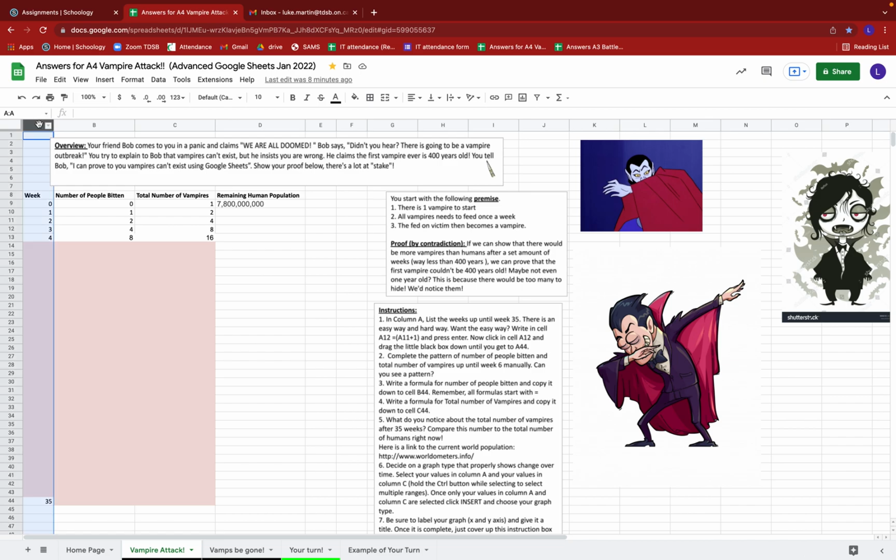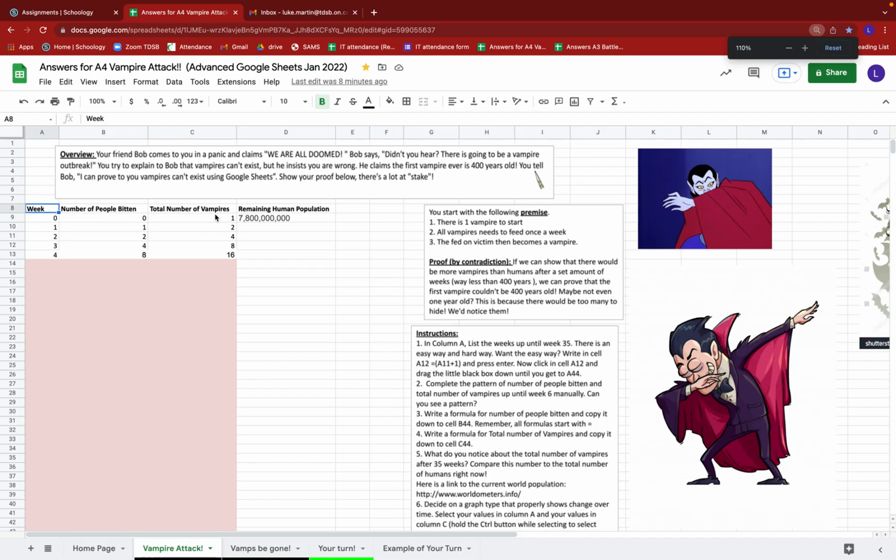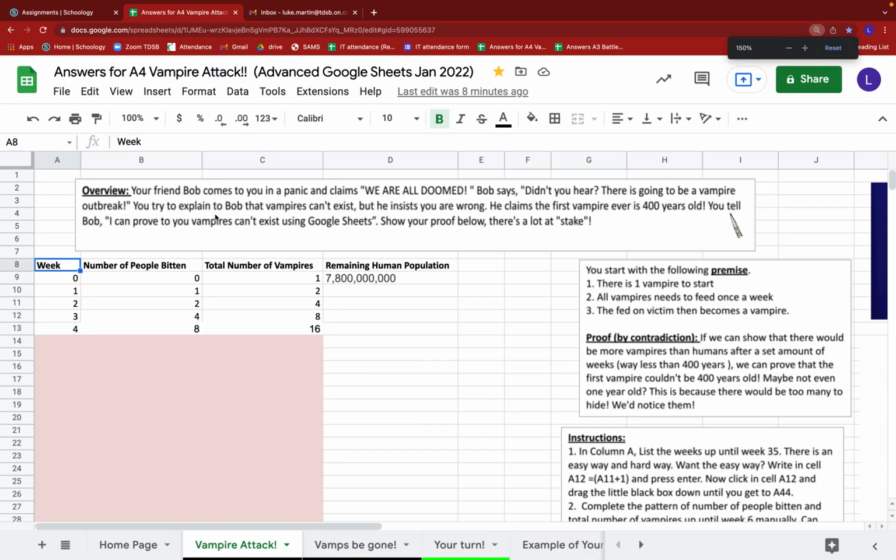Review from grade 7 IT would tell us that these letters across the top are columns and they're vertical. And we've got these numbers across the side, which are horizontal rows. And where something intersects, it forms a cell. This is cell A8, for example, where the word week is. So I'm going to take you through just the first part of this assignment here in tutorial number 1. And then the future tutorials will do the Vamps Be Gone tab, the Your Turn, and so on.